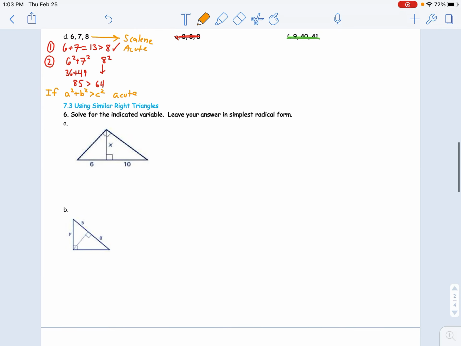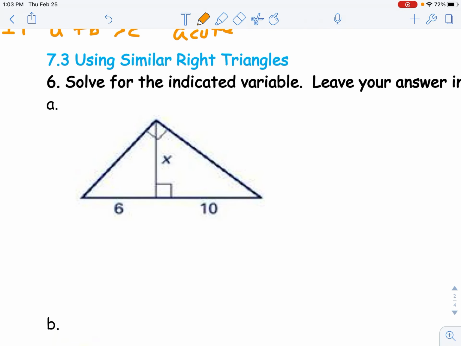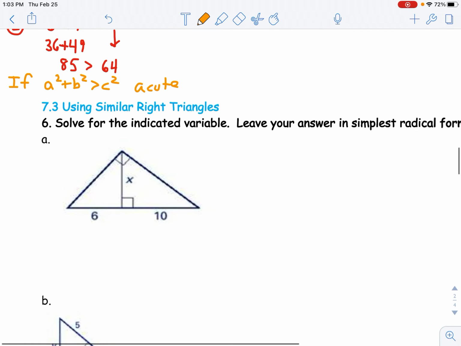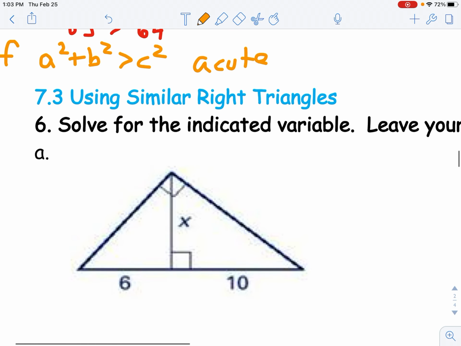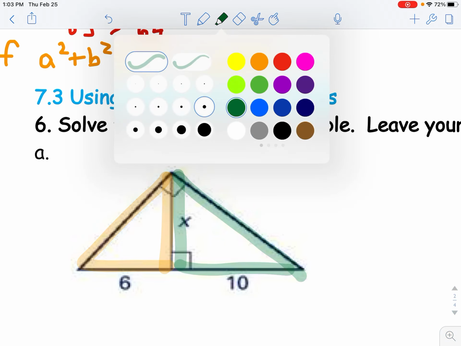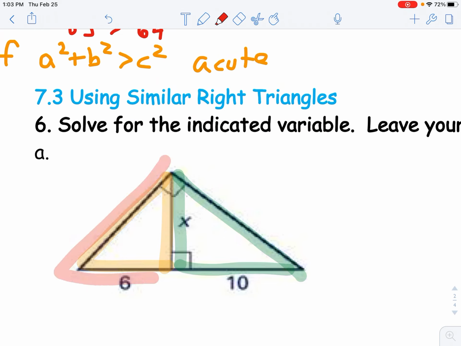Okay, so now we got some similar right triangle stuff. So we're going to solve for the indicated variable. We're going to leave your answer in simplest radical form if needed. But remember, we have 3 triangles. We have the small triangle, the little baby triangle, I like to call it, the medium triangle, and then the big bad triangle, the mammoth.